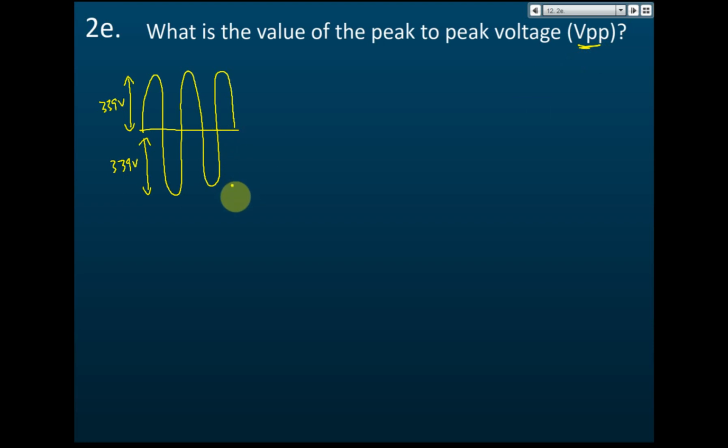Peak to peak voltage is from the bottom to the top. So this is called the peak to peak voltage. The peak to peak voltage is equal to 2 multiplied by the peak voltage. The peak voltage is 339.4. 2 multiplied by 339.4 is equal to 678.8. We can round it up to 679.